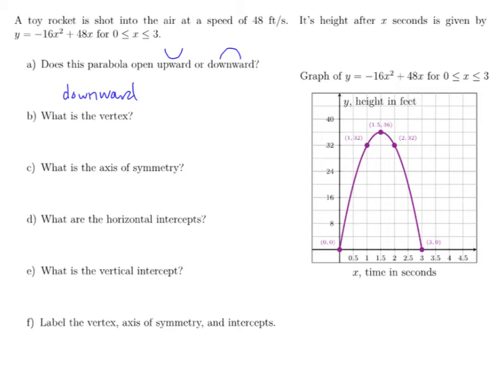The vertex is either the highest or lowest point on a parabola, and in this case we see that the highest point on that parabola is (1.5, 36). So that is our vertex. If we wanted to interpret that, that means that the max height is 36 feet, and if we want to say when it occurs, it occurs after 1.5 seconds.